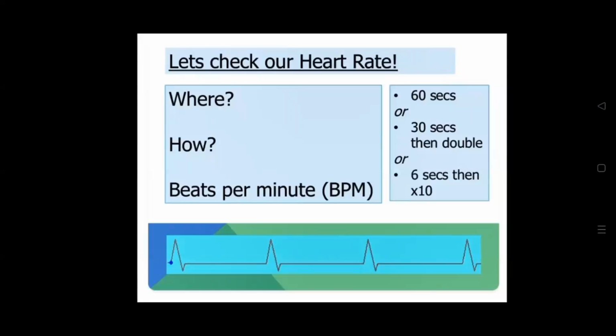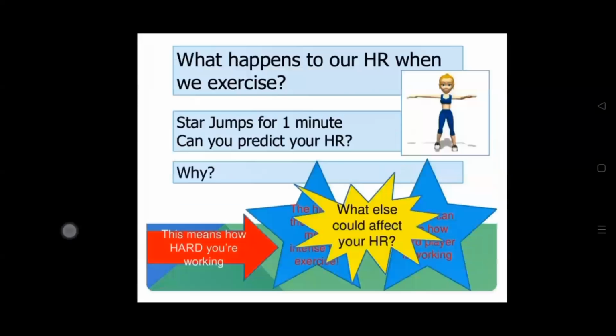Count for 60 seconds or 30 seconds? Or for 6 seconds, then times 10. That gives the beats per minute. What happens to our heart rate when we exercise? Start jumping for 1 minute. Can you predict your heart rate? This shows how hard you're working. What else could affect your heart rate?